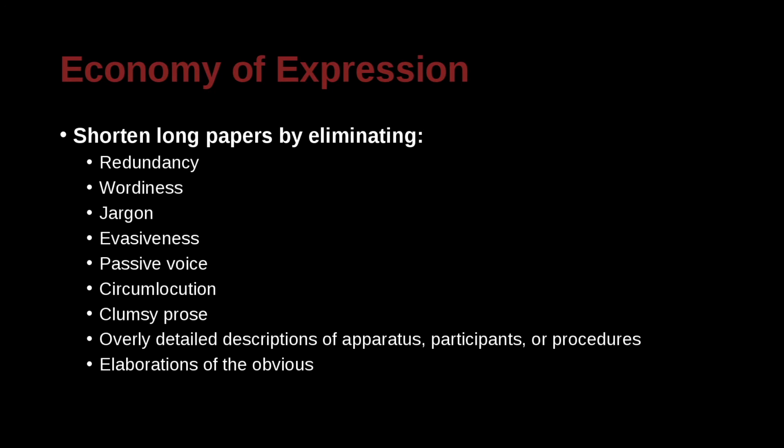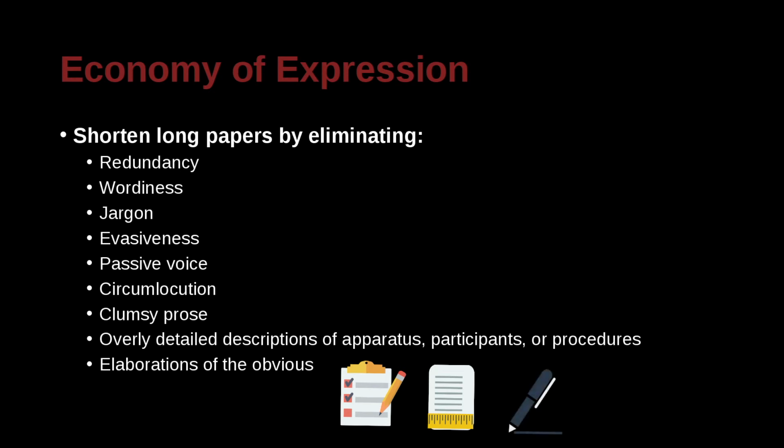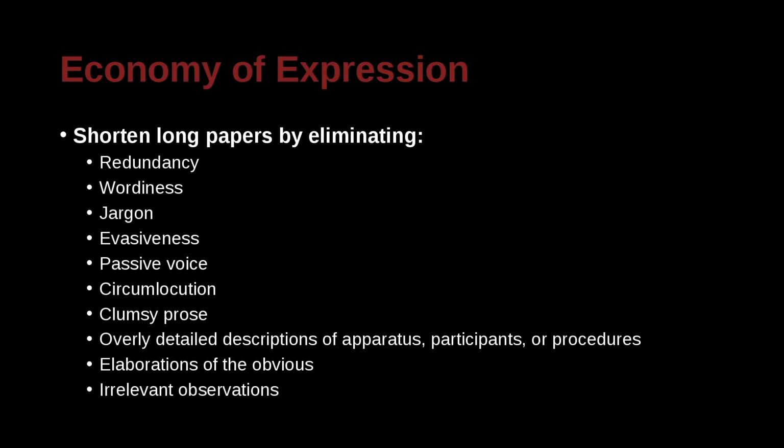Don't say things that are obvious. So you don't want to say that you gave a survey and it was a paper survey and the paper was A4 size and it was the 80-pound weight paper and we used black ink and white paper. You don't need that much. People already understand what you're talking about. Don't include things that are not really key to your research. These are irrelevant observations.